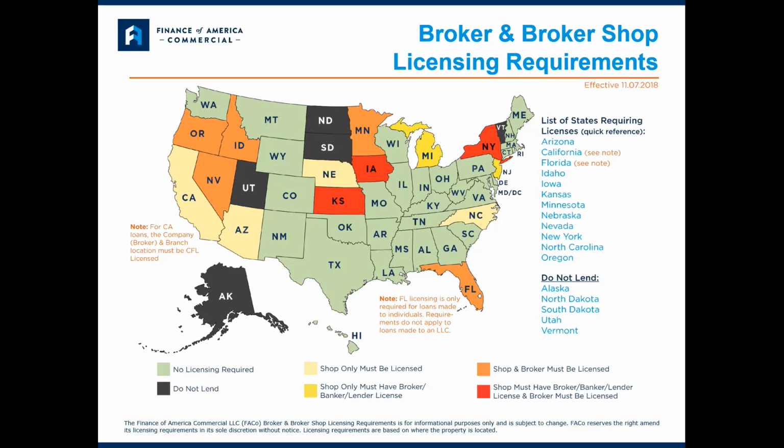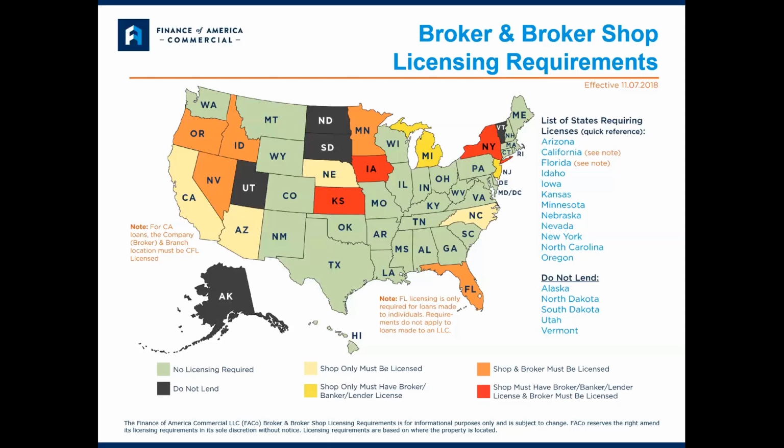All the others we do, but there's requirements based on these colors, like shop only must be licensed, or shop only must have broker, banker, lender license, or hey, shop and broker must be licensed. There's different scenarios depending on the state, and that color code helps you go over that state by state.